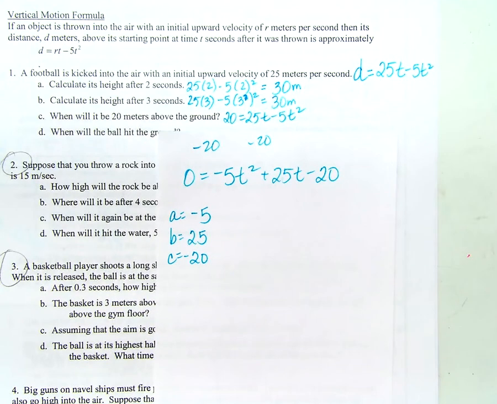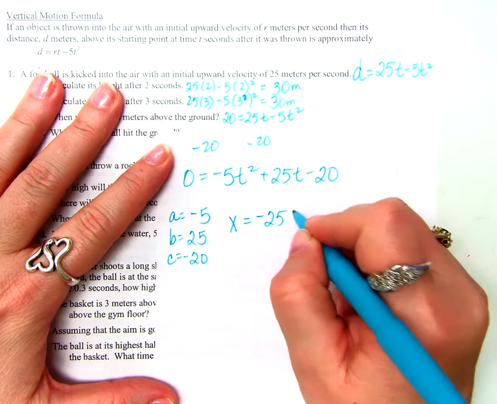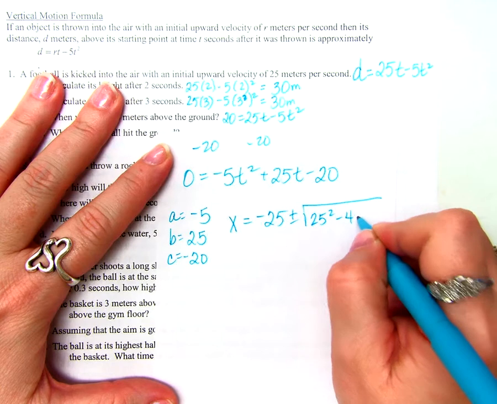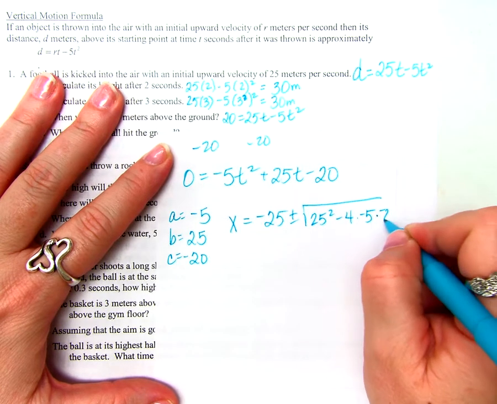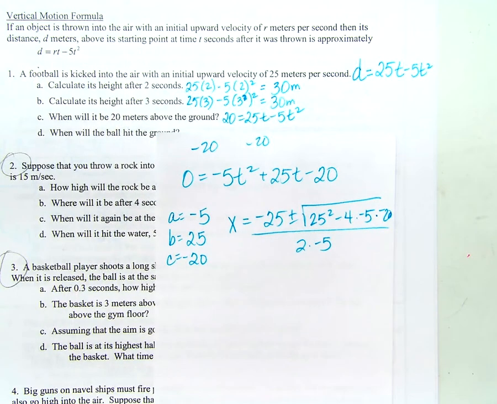Okay, good. A is negative 5, b is 25, c is negative 20. So this crazy kid earlier said we cannot use the quadratic formula to solve for t because the quadratic formula starts out x equals. So this time it's t equals, right? We're solving for the variable in the quadratic. Are you okay with that? X equals negative b plus or minus the square root b squared minus 4ac all over 2a. Okay so far?